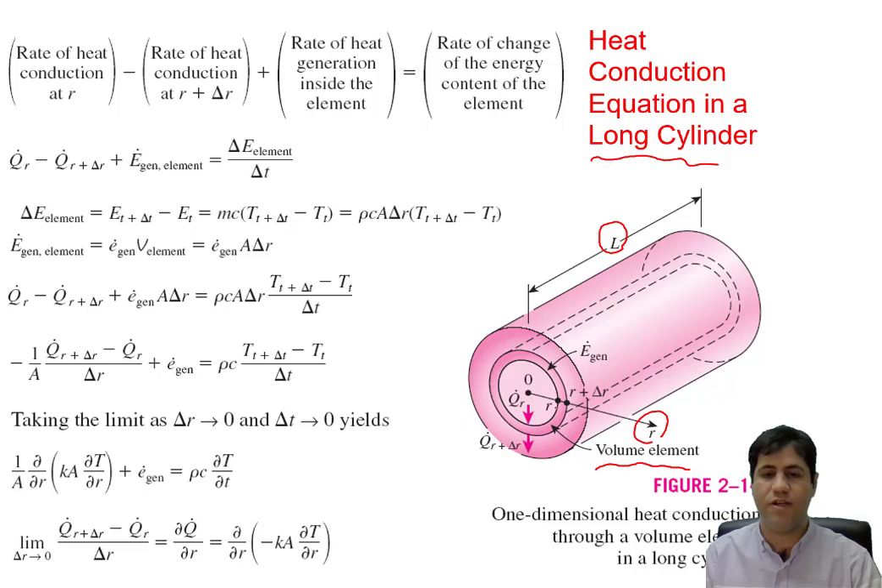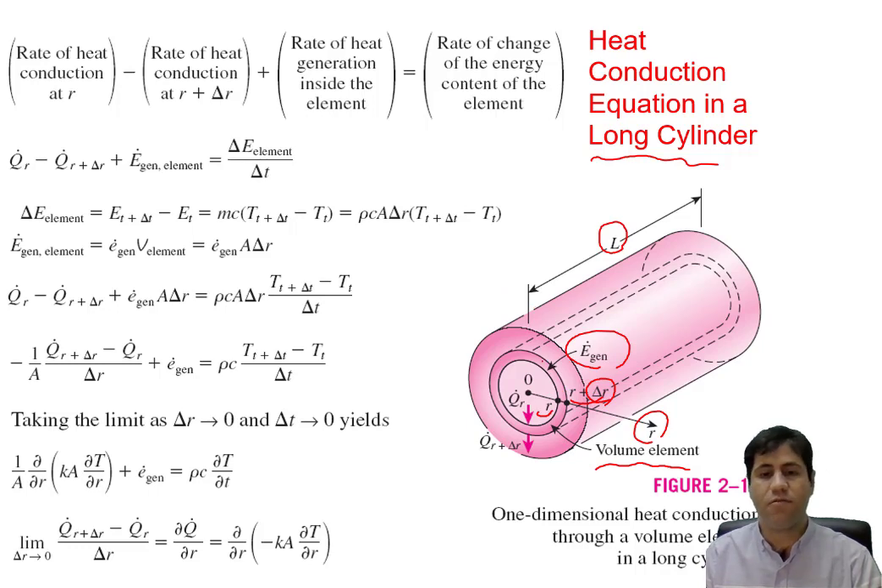Its inner radius is R, its outer radius is R plus delta R. In other words, the thickness of the element is delta R. We assume we have heat generation inside our volume element, heat that is generated. And we also assume we have heat transfer through this due to the heat transfer.